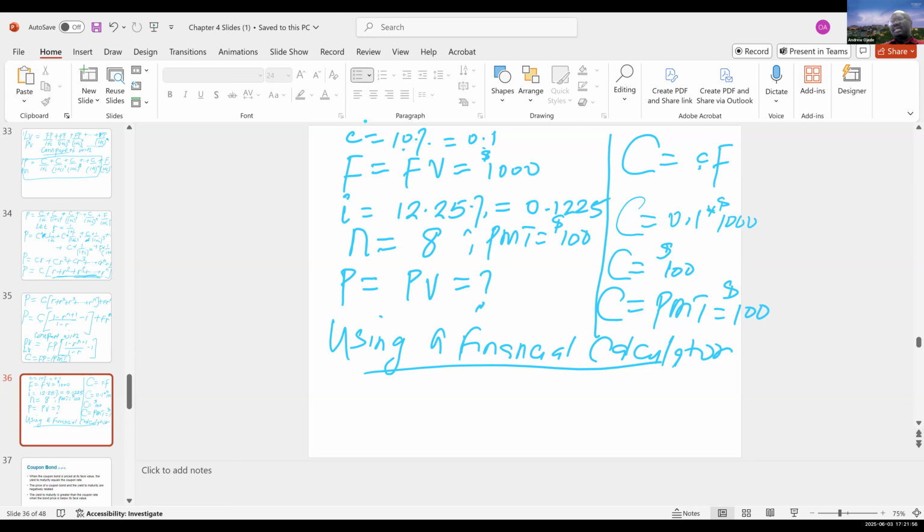See what I get? It gives you a negative, but you know the price of a bond is not going to be negative. It has to be a positive number. So the present value, PV, here is 889.20.